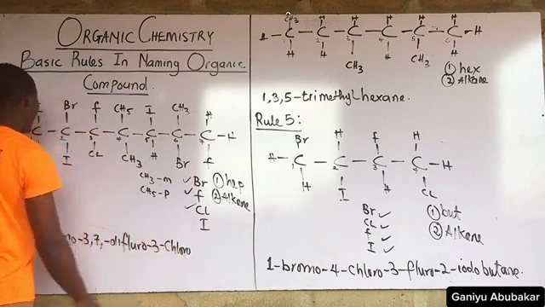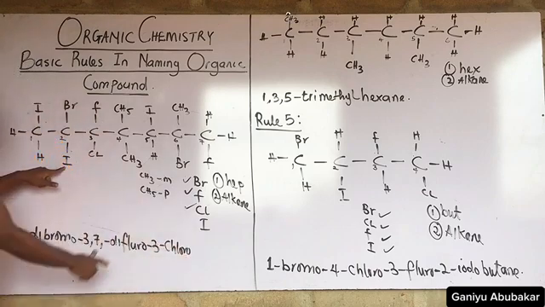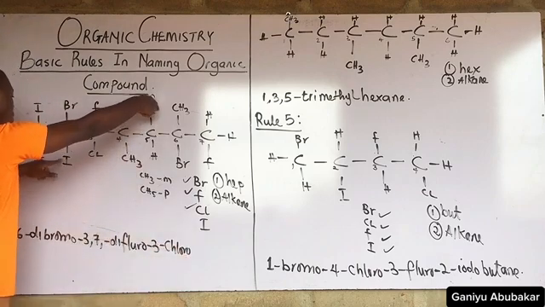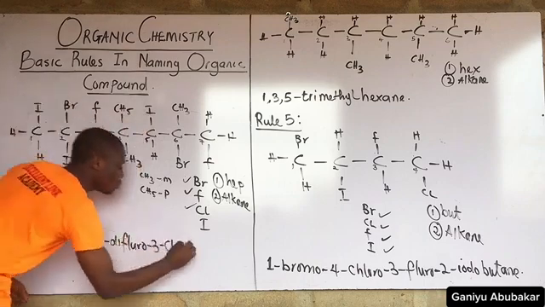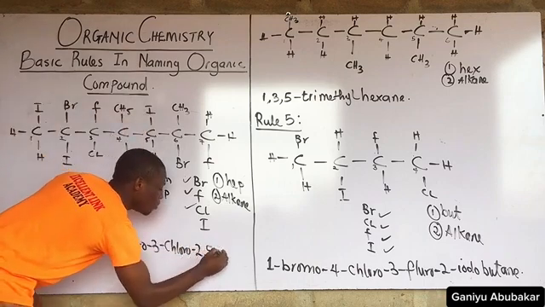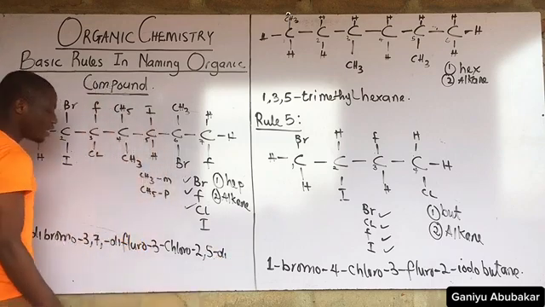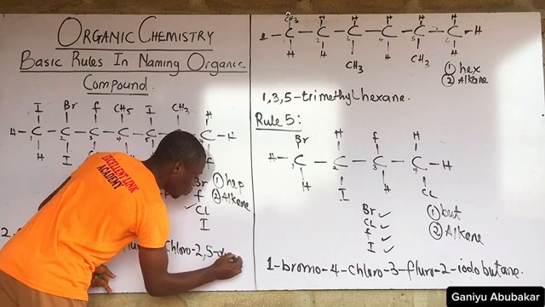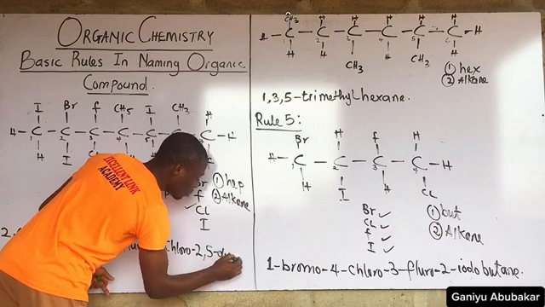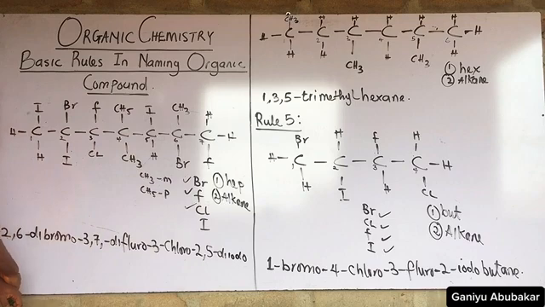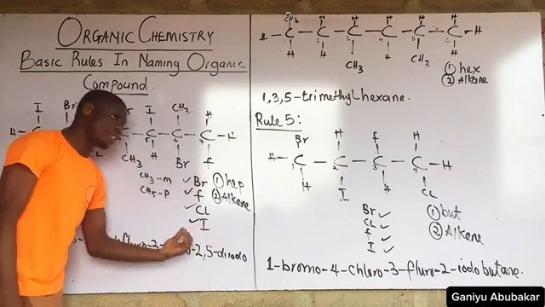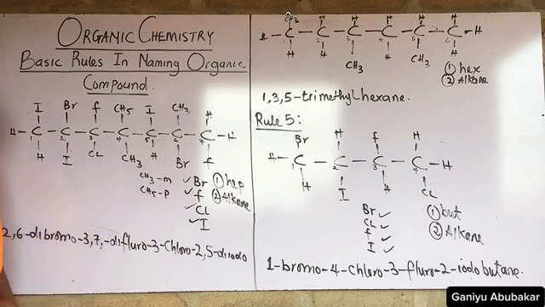Move to iodine. How many iodine here? This is 1 iodine. Just 2 iodine. This one is 2, this one is 5. That becomes 2,5-diiodo, right? So I have 2 iodo, that becomes diiodo. I'm done with iodine. So observe that I'm done with my inorganic substituents. Now let's go to the organic substituents.